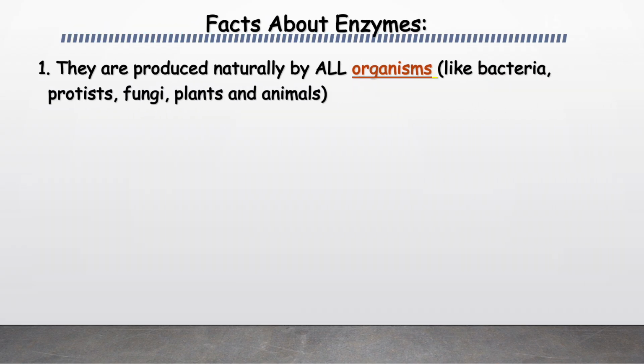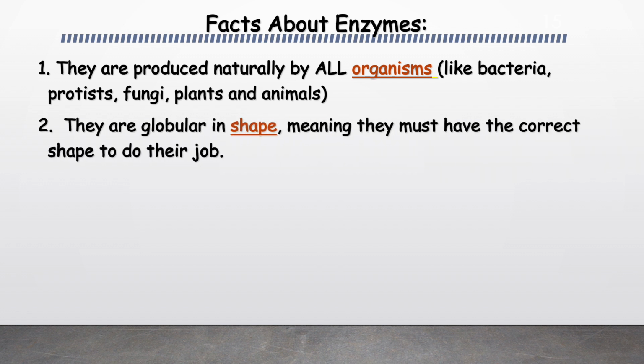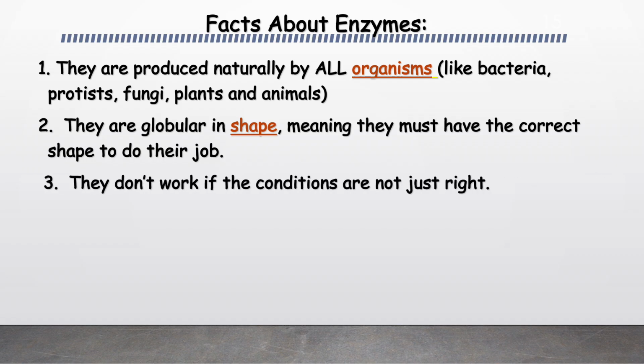Some facts about enzymes. They are produced naturally by all organisms, meaning bacteria, protists, fungi, plants, animals. They all have enzymes. They're globular in shape, meaning they have to have that correct shape in order to do their job. They have to work at a very specific set of conditions. If the conditions aren't right, they're going to denature, which means it's going to change their shape. They would no longer function.